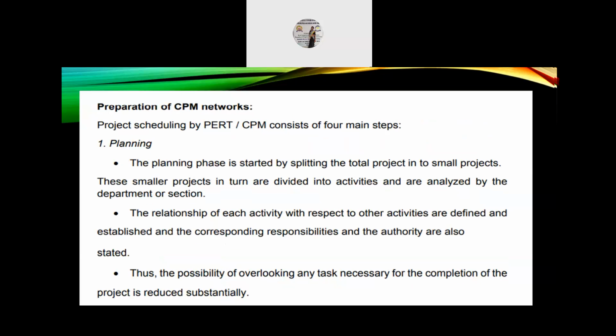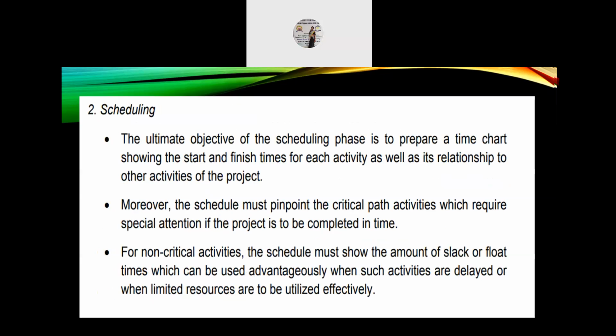Preparation of CPM networks. Project scheduling by PERT or CPM consists of four main steps. Number one, planning. The planning phase is started by splitting the total project into small projects. The smaller projects in turn are divided into activities and are analyzed by the department or section. Relationship of each activity with respect to other activities are defined and established, and the corresponding responsibilities and the authority are also stated. Thus, the possibility of overlooking any task necessary for the completion of the project is reduced substantially.